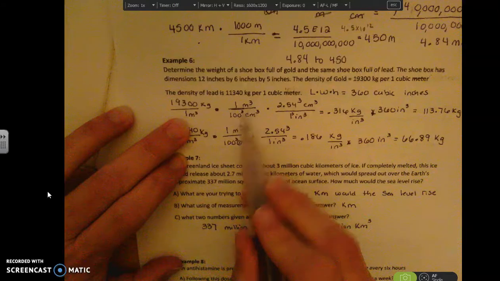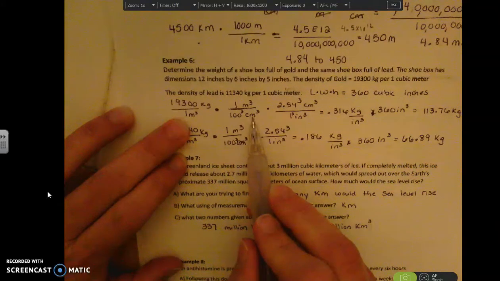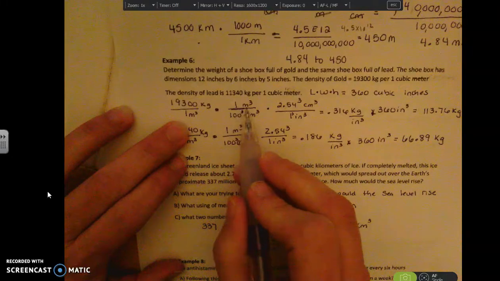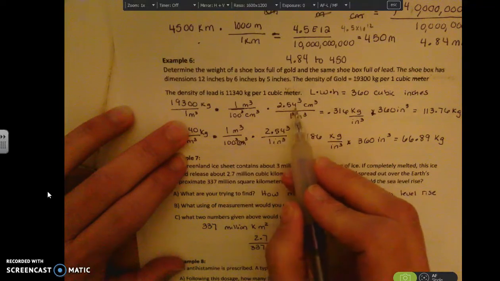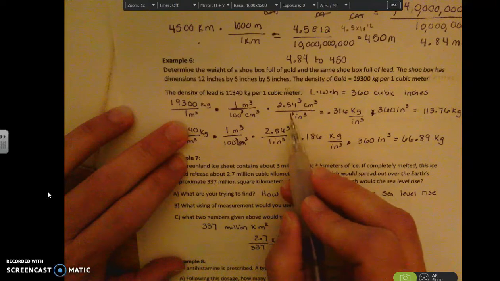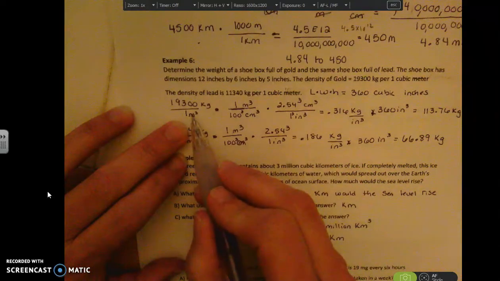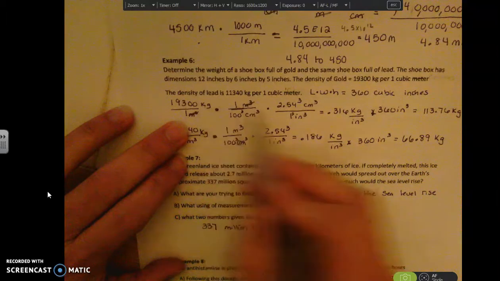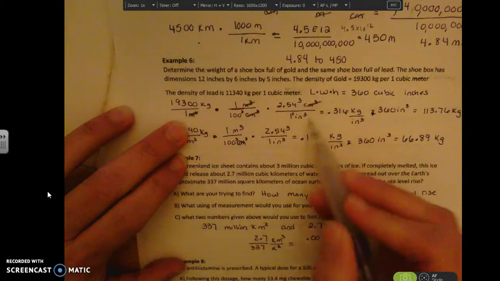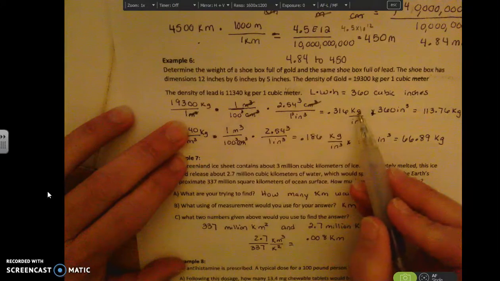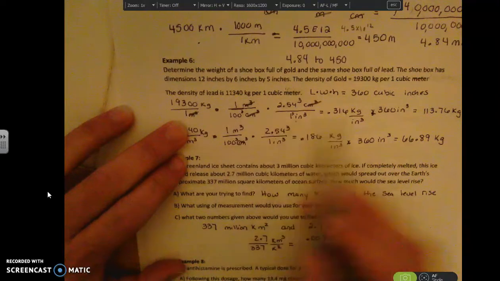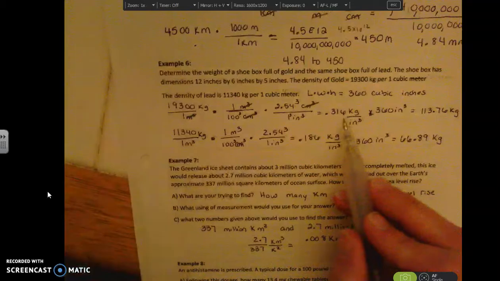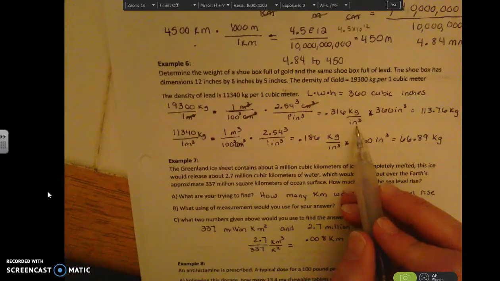So 1 meters cubed over 100 cubed centimeters cubed. So this is important. Since I'm cubing the meters, I have to cube the centimeters. So I can't just use 1 to 100. And then 2.54 cubic centimeters to 1 cubic inch. So again, my meters cancel out, my centimeters cancel out, and I'm going to be left with kilograms over inches cubed. So I multiply the numerators, multiply the denominators, and I end up with 0.316 kilograms per inches cubed.